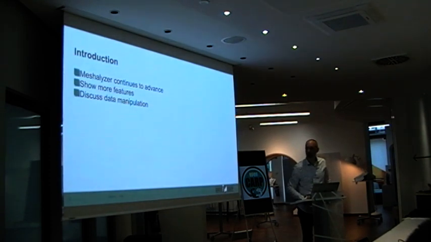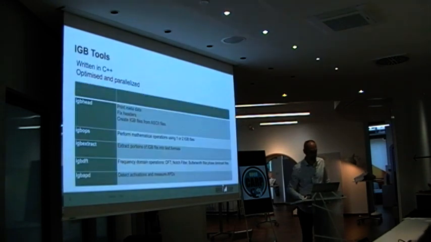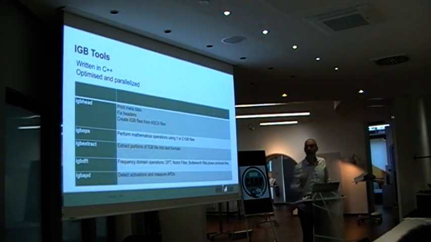So Meshalyzer continues to advance. Again, it's my own little side project, so whenever I need something, I just implement it. Today I'm going to show some more features and talk about some data manipulation. One of the things I want to talk about is the Igb format. That's, I would say proprietary, but we've been using it in openCARP and CARP for a long time. It started actually at the University of Montreal a long time ago. So some of these things you do now are going to stick with you the rest of your life.